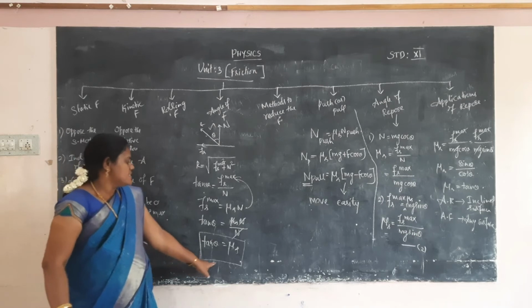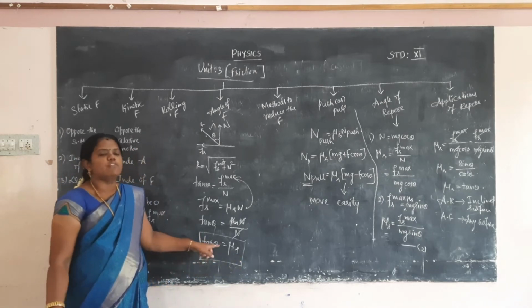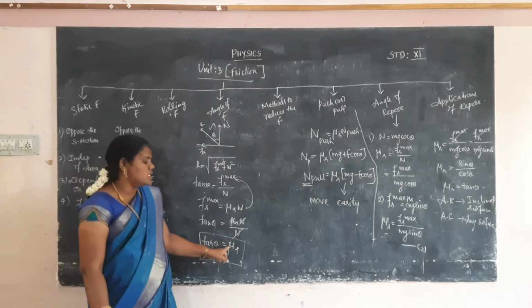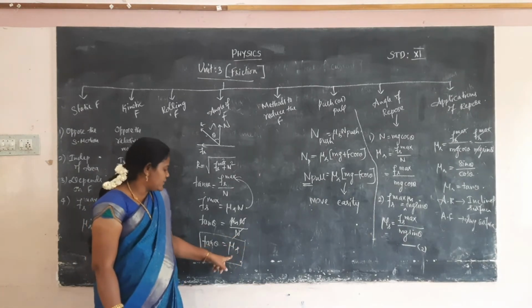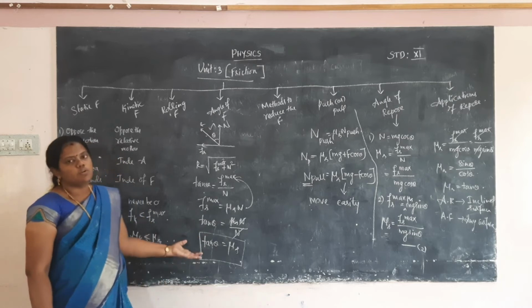What's the meaning? The coefficient of static friction will be equal to the tangent of the angle of friction. Theta is the angle of friction. Mu s is the coefficient of static friction. So the coefficient of static friction will be equal to the tangent of the angle of friction. So this is the concluded point.